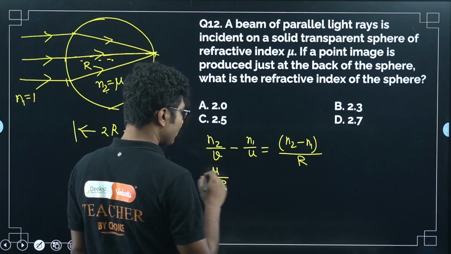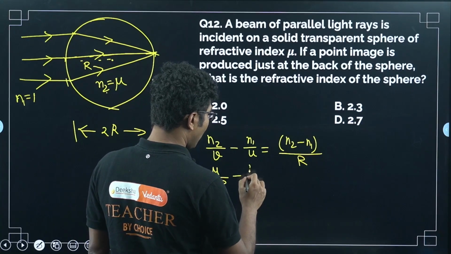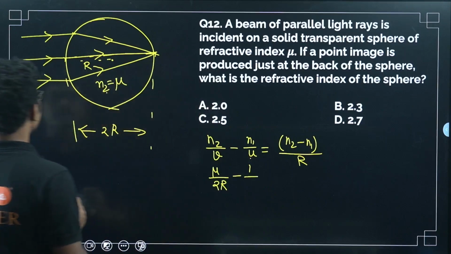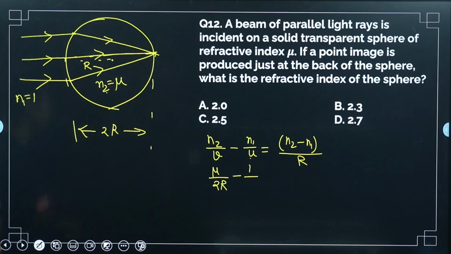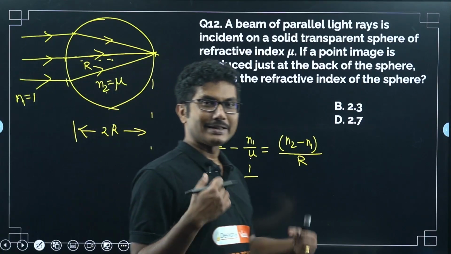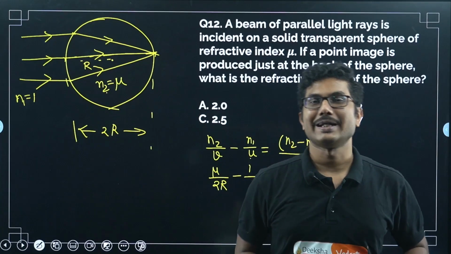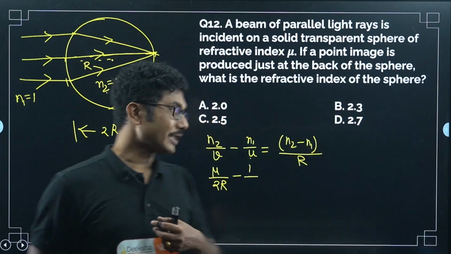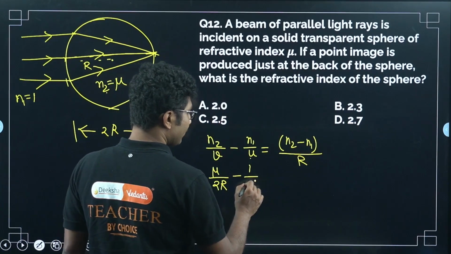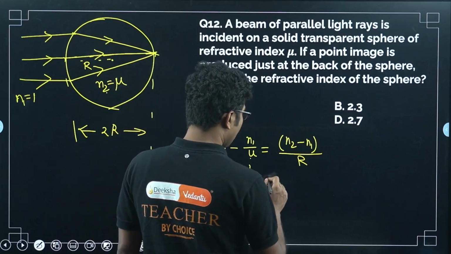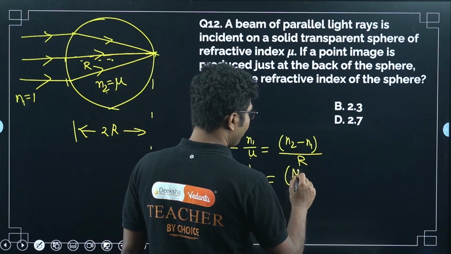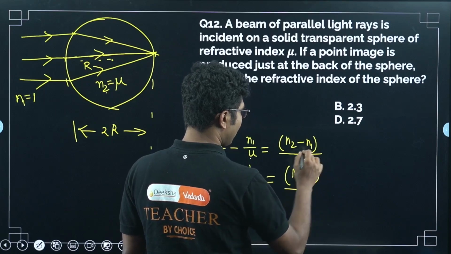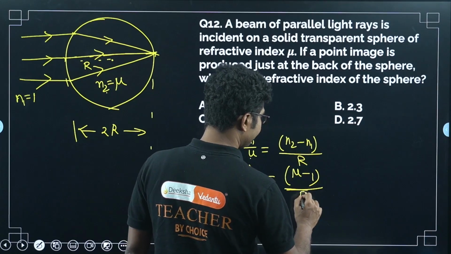So mu by 2R equals (mu minus 1) by r minus 1 by U. So the parallel ray is coming. Parallel ray is coming from where? Whenever there is a parallel ray, that means the object is located at infinity. So U is infinity, equals to mu minus 1 divided by r.